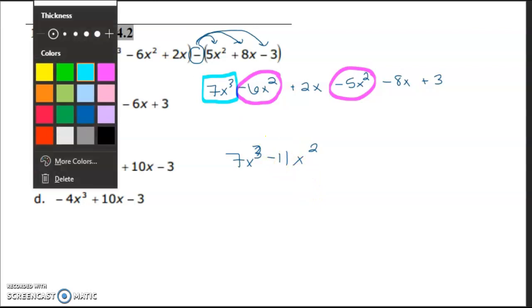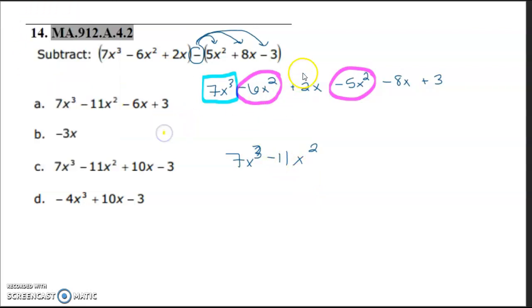All right, let's do another color. So now I have 2x. And now I'm going to go down the line to see if there's any plain x's that can combine with them. And there's -8. So again, when I combine, I know that I'm keeping the variable the same. 2 plus -8 is, it should be -6.